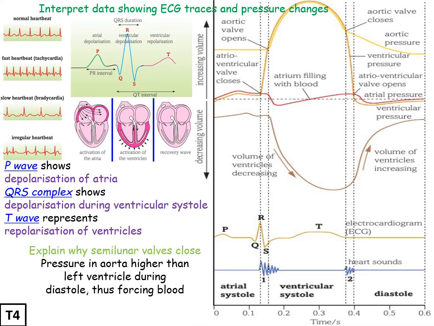During the ventricular diastole, the ventricles are now relaxing, and that's forcing blood around the body rather than the blood flowing back into the ventricles. So because there's a higher pressure now in the aorta, that causes the semilunar valves to close, so the blood doesn't flow backwards.